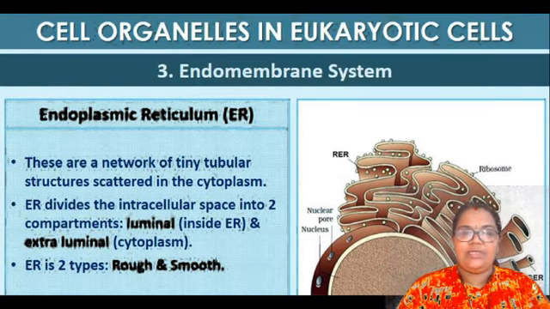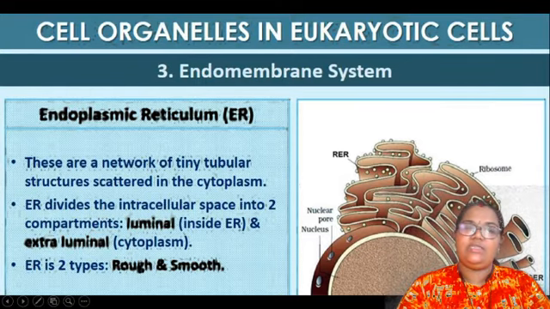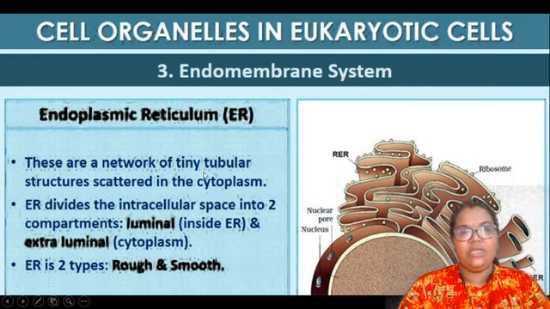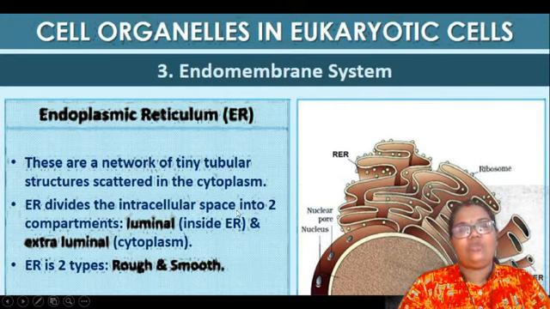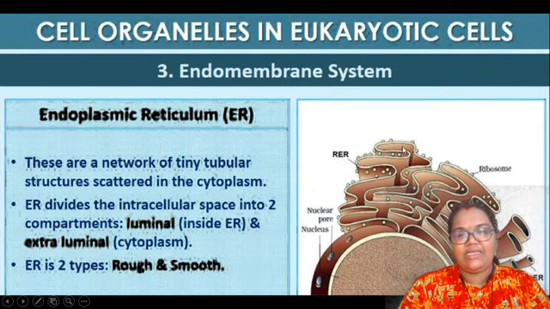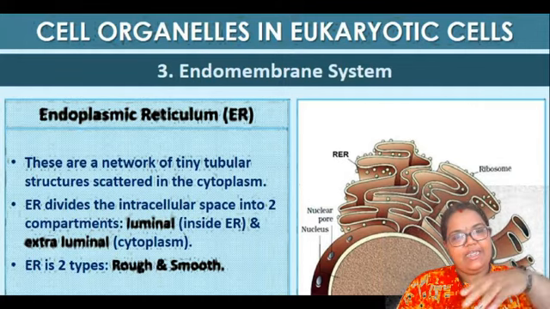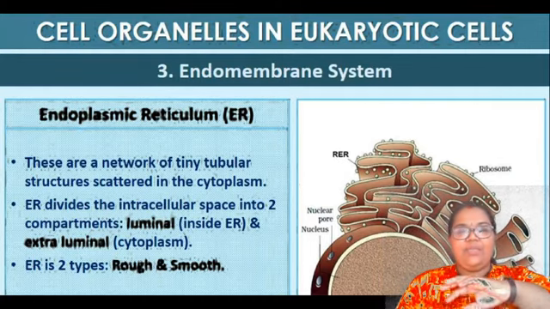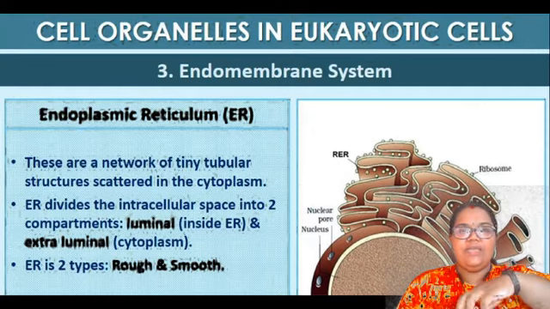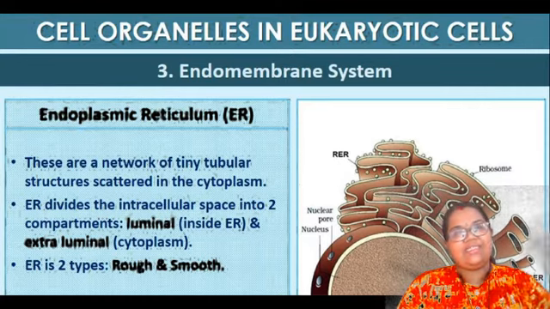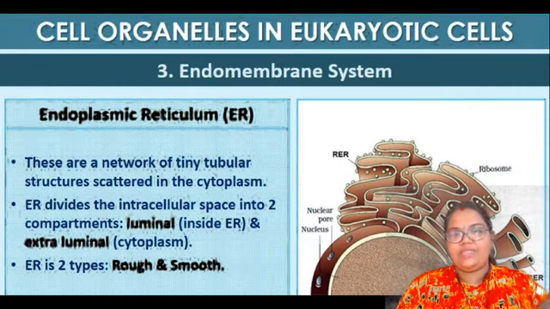That's about the endoplasmic reticulum. Here you can see that these are a network of tiny tubular structures scattered in the cytoplasm. It divides the intracellular space into two compartments. You can see that this is the cytoplasm outside the ER. Inside the ER is the luminal space, and outside is the extraluminal, right? That's the cytoplasmic area.